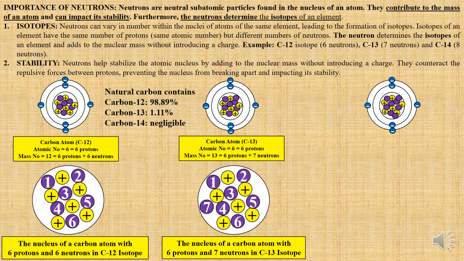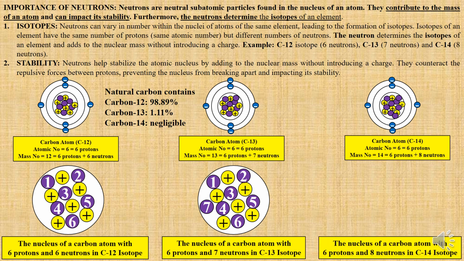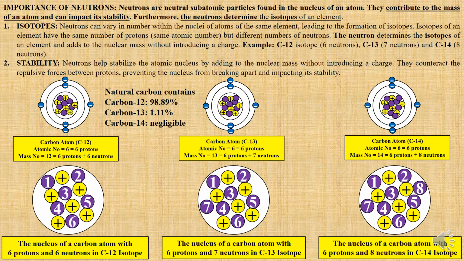So moving on to the least stable isotope of all, that is C14 isotope. Its atomic number is 6, mass number is 14. So why is the atomic number of C14 isotope 6 and mass number 14? Because when you look into the nucleus of C14 isotope, we find there are 6 protons in the nucleus and 8 neutrons.